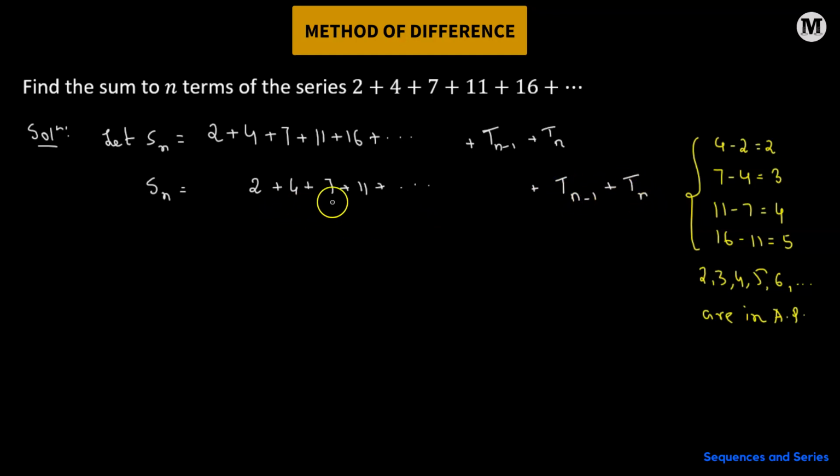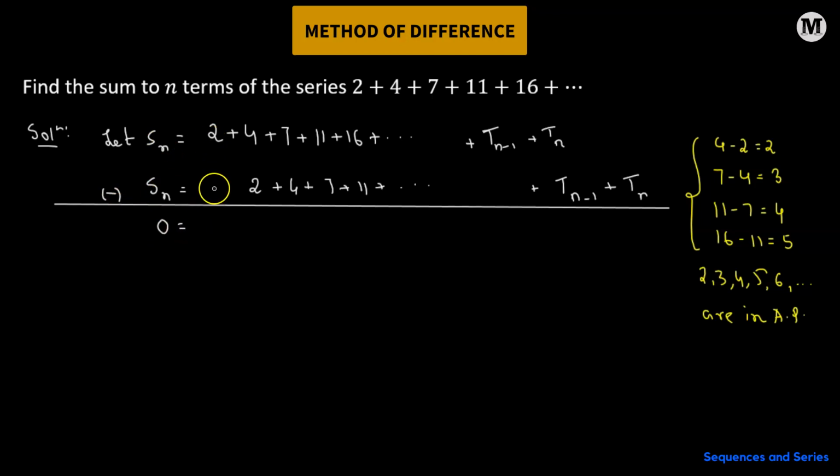Now we're going to perform a subtraction here. On the left hand side, Sn minus Sn simply goes to 0. Now here, we have 2, and there is no term below it. This is simply 0 actually. So 2 minus 0 is 2. Add to it 4 minus 2, which gives us 2. 7 minus 4 is 3. 11 minus 7 is 4. 16 minus 11 is 5. So this is going to continue.